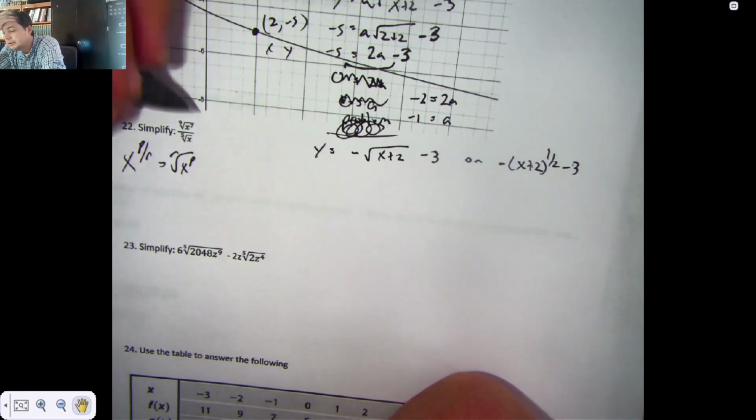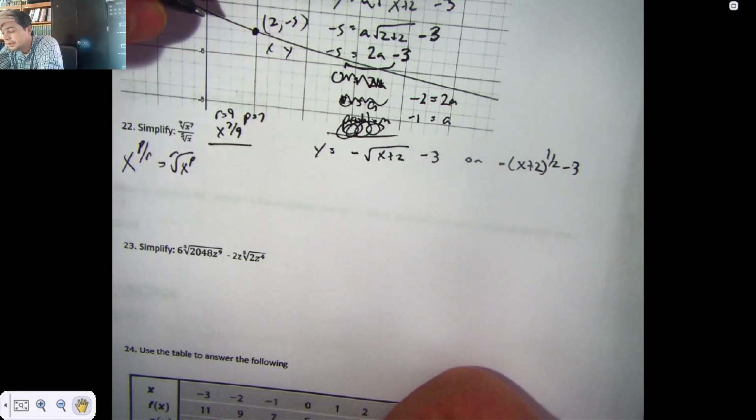22, some simplification. Simplify the 9th root of x to the 7th over the 5th root of x. So what I would recommend is that you use your p over r notation. X to the p over r is the rth root of x to the p. So when I look up top, my root is 9 and my power is 7. I could rewrite this as x to the 7/9. Okay? When I look down low, I have the understood 1, so this is x to the 1/5.